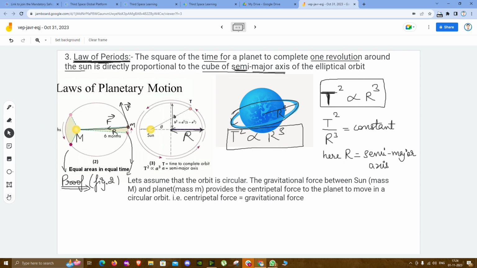Remember, that means T square over R cube will always be a constant. It will remain constant. T square over R cube will be constant, where R is the semi-major axis. Understood? If someone asks you the definition of it, you can write it down here, and then you can write the mathematical expression as well.